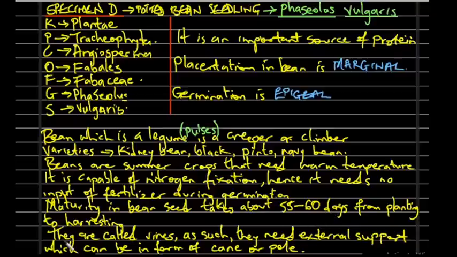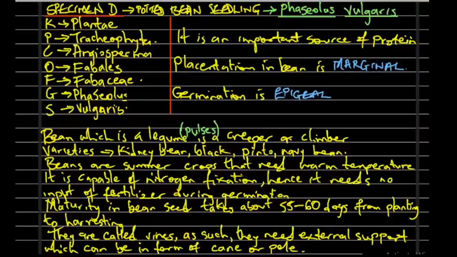Now I said earlier on that these crops are creepers, so they are called vines. As such they need external support. Yes, we need to support them. If we want the plants to do well, we need to support the stem when we cultivate them. So they are supported using canes or poles to carry the seed leaf above the soil level. So that is about the specimen D, the potted bean seedling, the Phaseolus vulgaris.